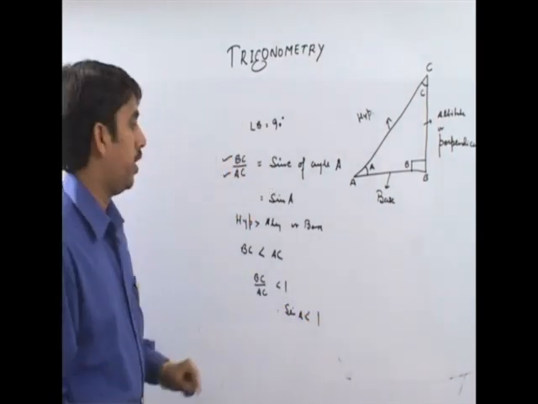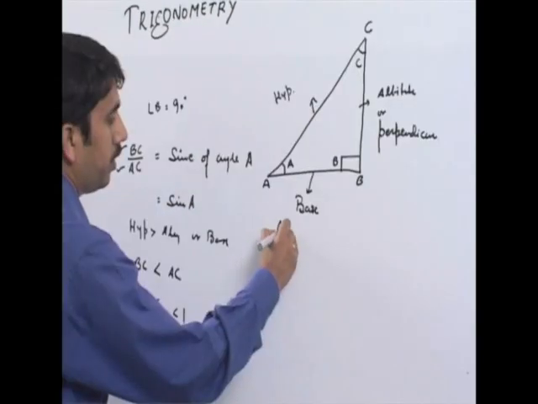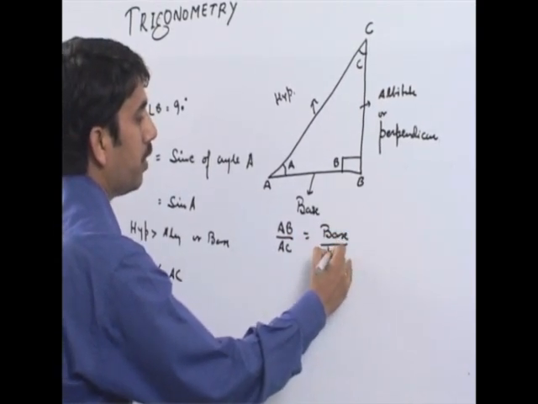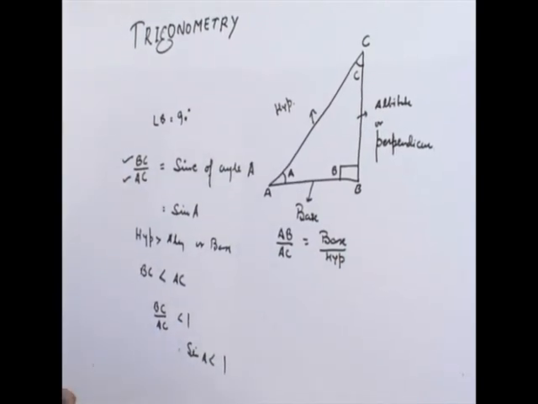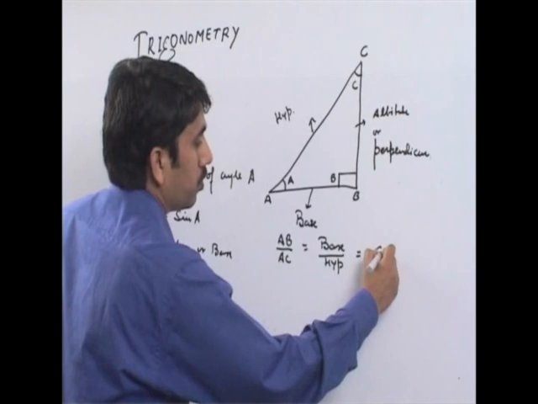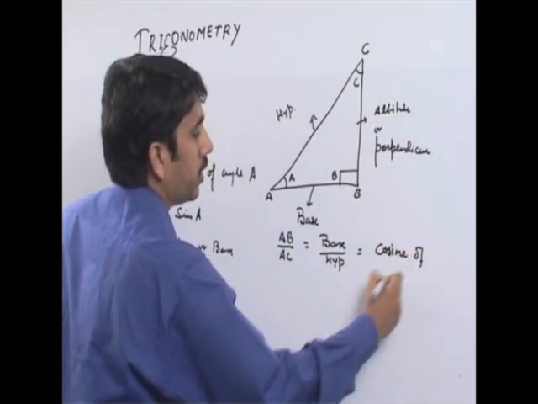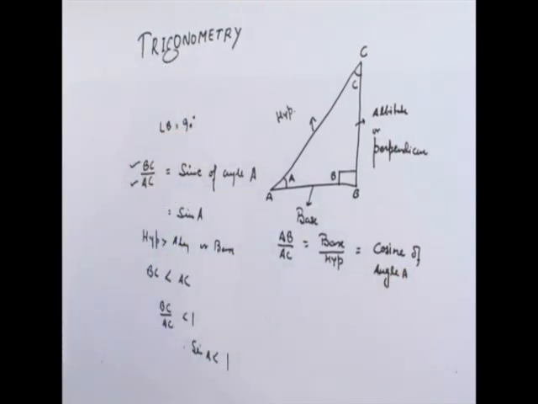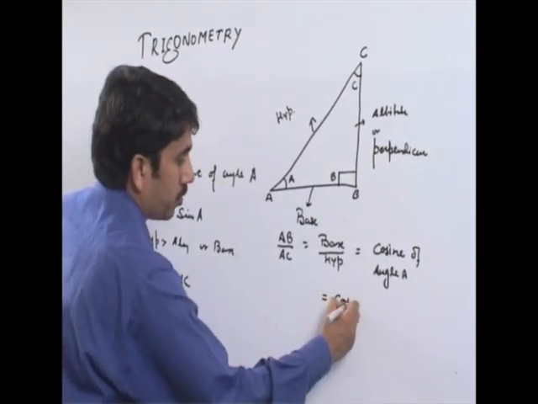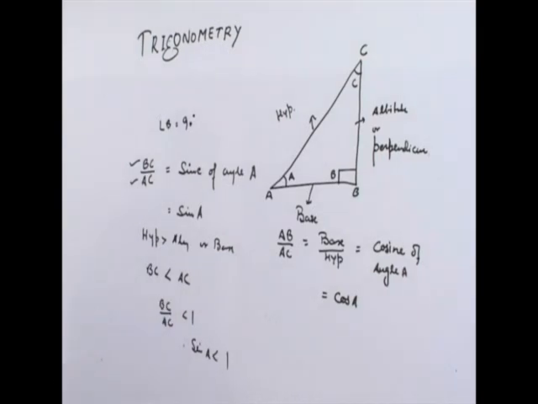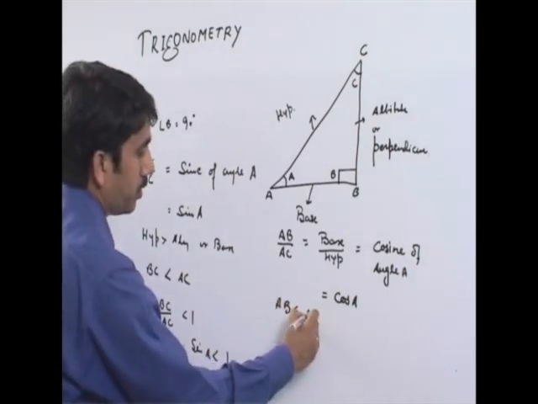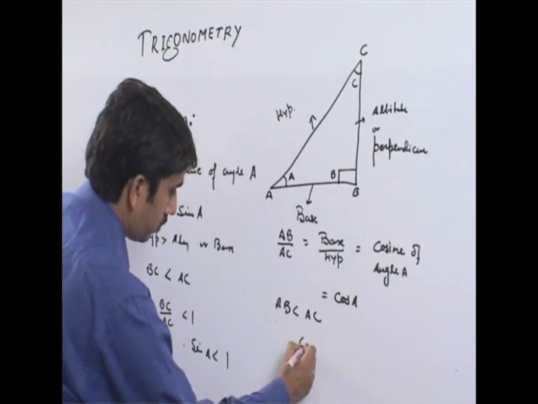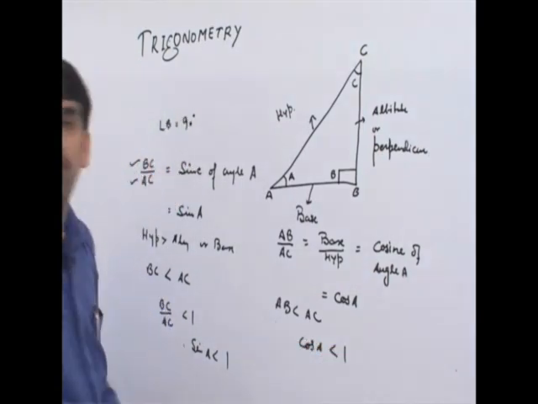In a similar pattern, when you take the ratio of AB and AC, this is base over hypotenuse, and we name this ratio as cosine of angle A, written as cos A. Since AB is also less than AC, we can conclude that cos A is less than 1.